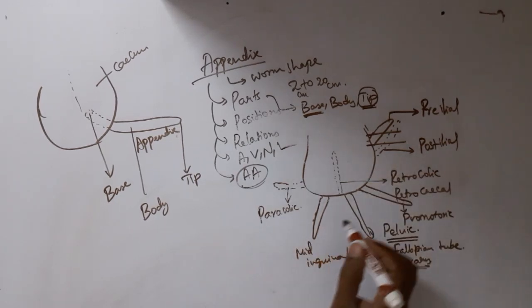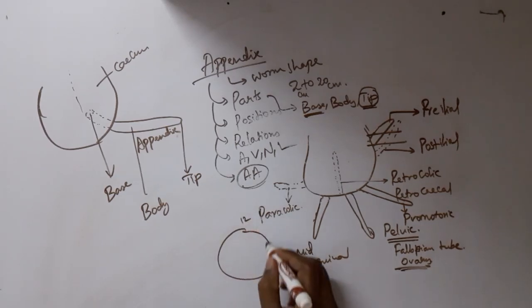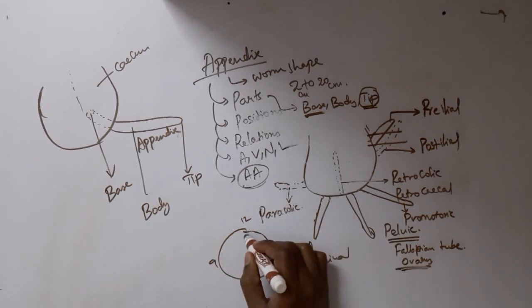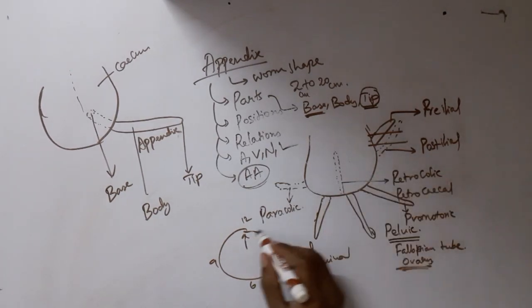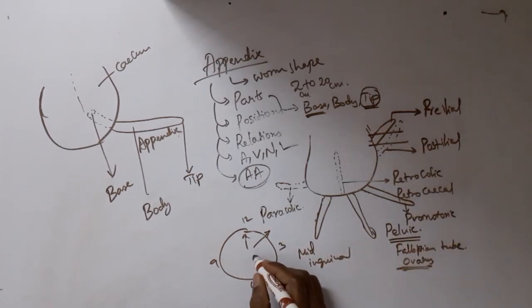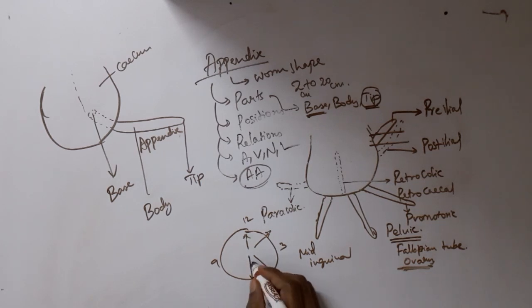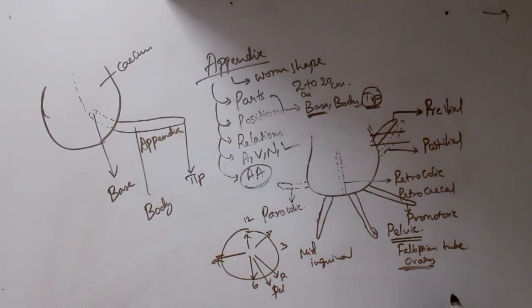If you tally this with a clock, how it looks is this is 12, 3, 6 and 9. What will be at the 12 o'clock position? It will be retrocolic. At 3 o'clock, or in between 12 to 3, we have the pre-ileal and post-ileal. This will be for the promontoric position. This will be for mid-inguinal, and in between that will be the pelvic part. Paracolic will be something like this. So that is how they are named.